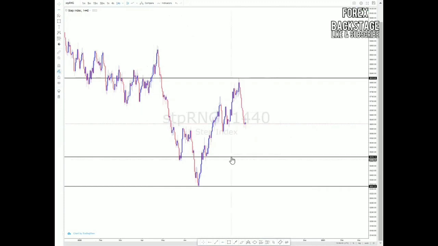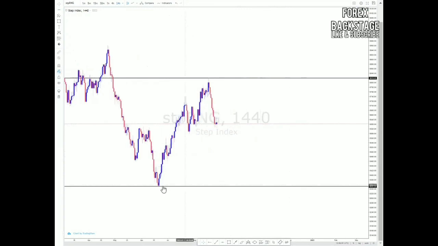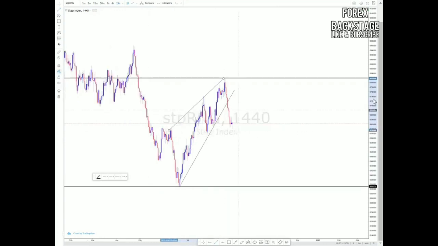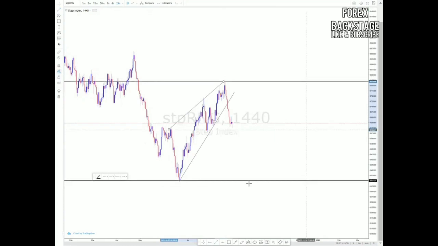You can see that the market was going up, rising from here. So we were in an uptrend, but now the market has broken from that uptrend. Now we are currently looking for the market to drop, maybe until this level here.